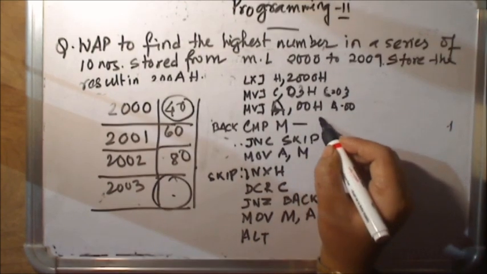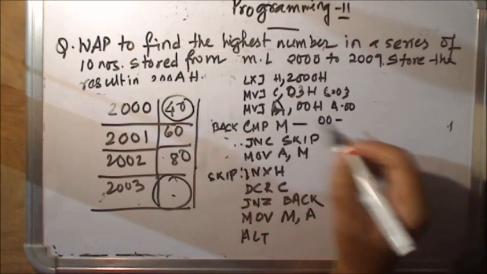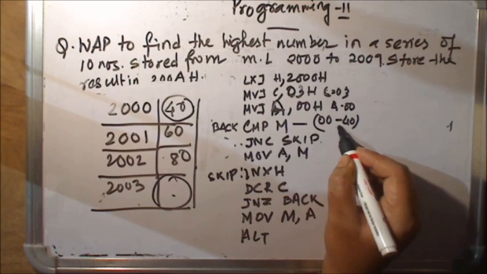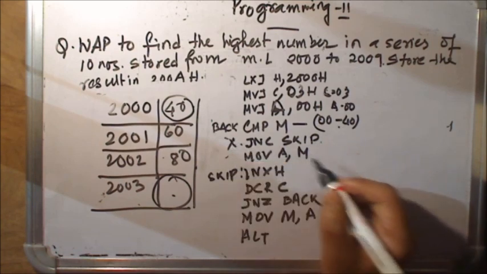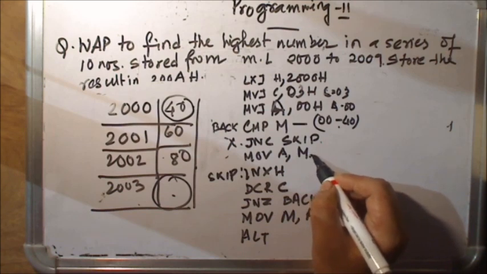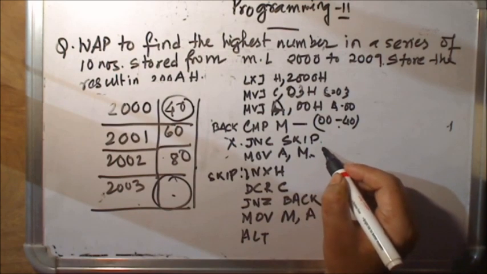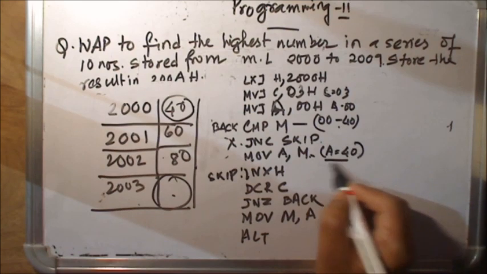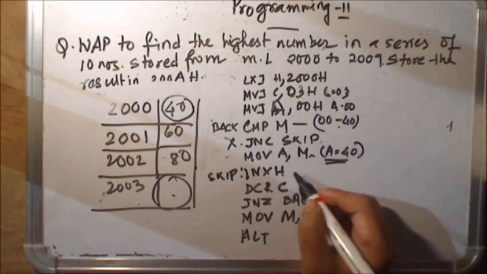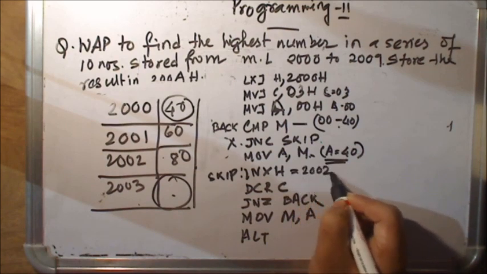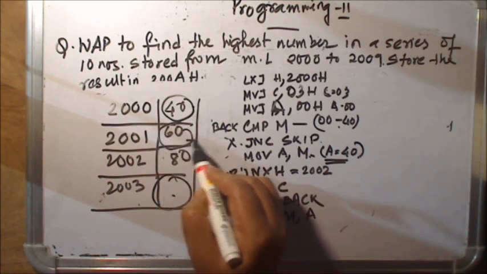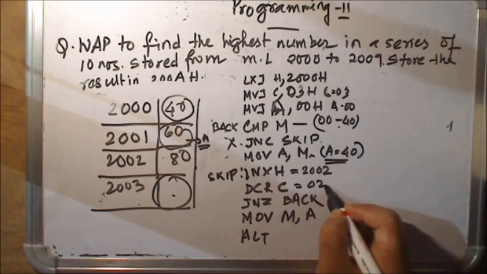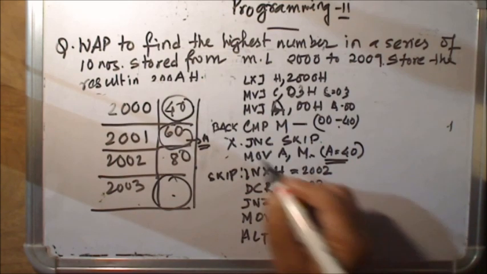Now compare M. 00 will be compared with 40. Jump if no carry. Here carry is generated, of course, so this condition will be false. It will come to this instruction, MOV A, M. So M is 40, and the higher number will be copied to A. So A will be holding 40 now. INX H will make it 2002, so this will be our new M, 60. Here C will be 02. Then jump if not zero, back.